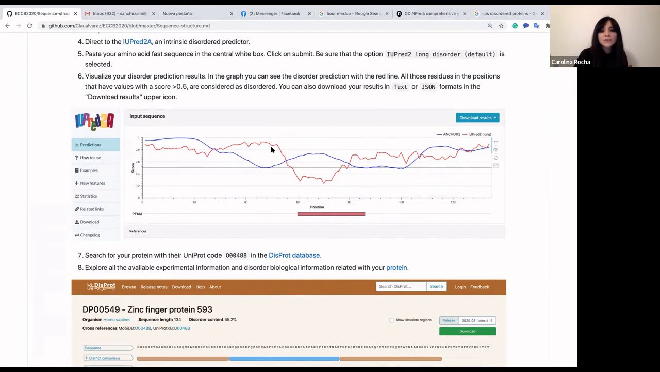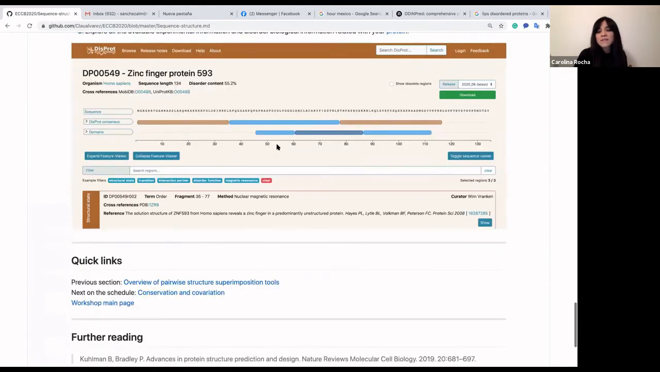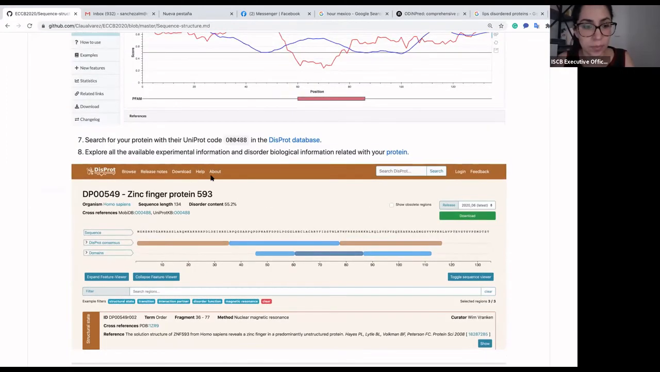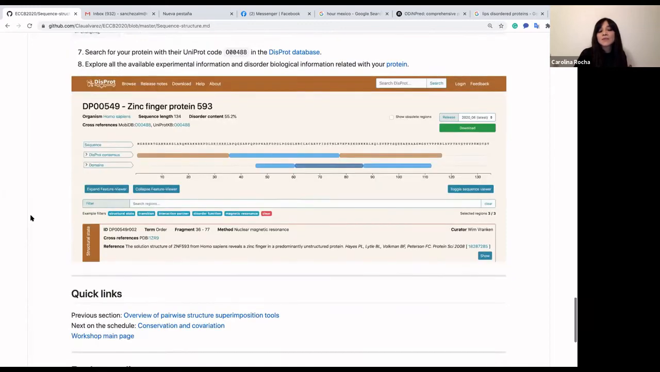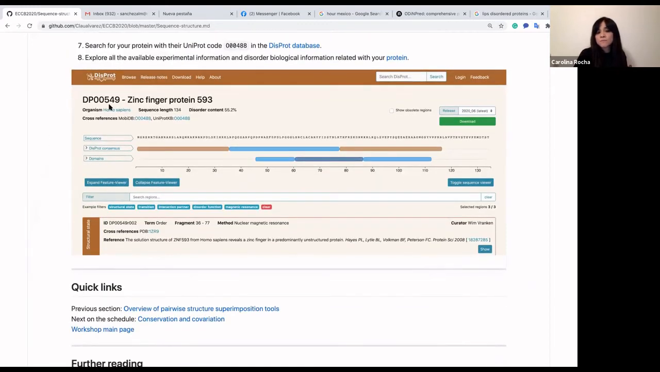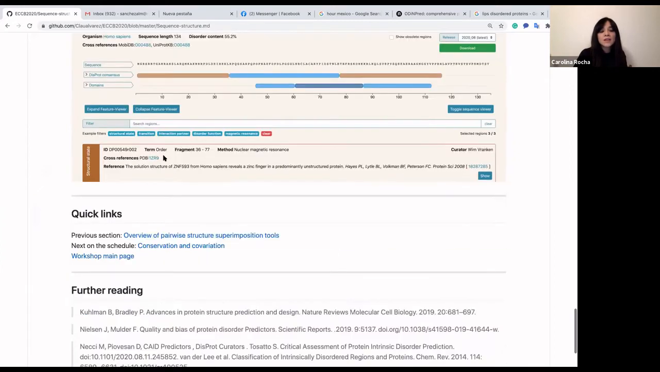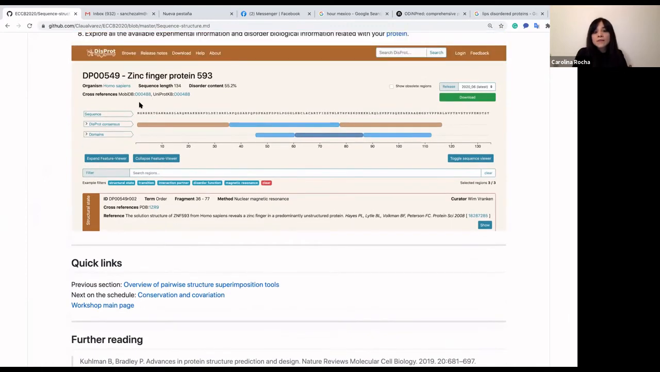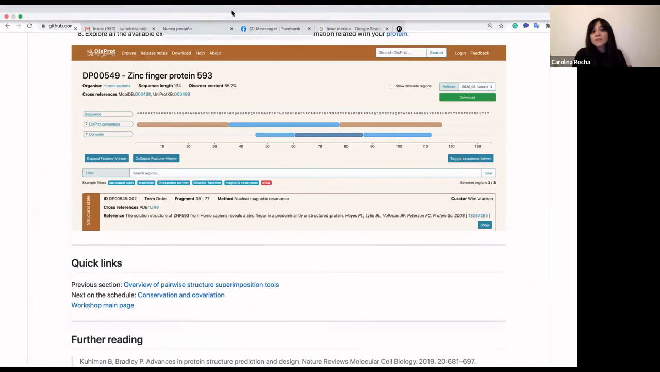And yeah, I think you are ready to finish, but I also present you a link to the DisProt database, which is the most famous database for protein disorder studies. You can analyze all the experimentally determined disorder that supports the presence of disorder in a protein.